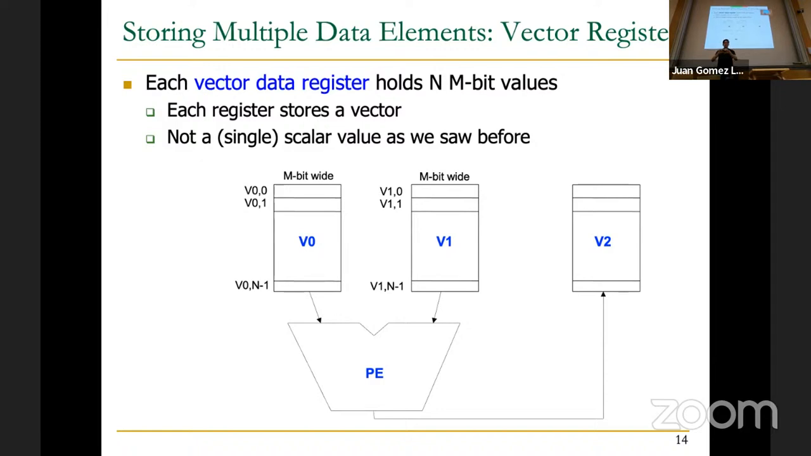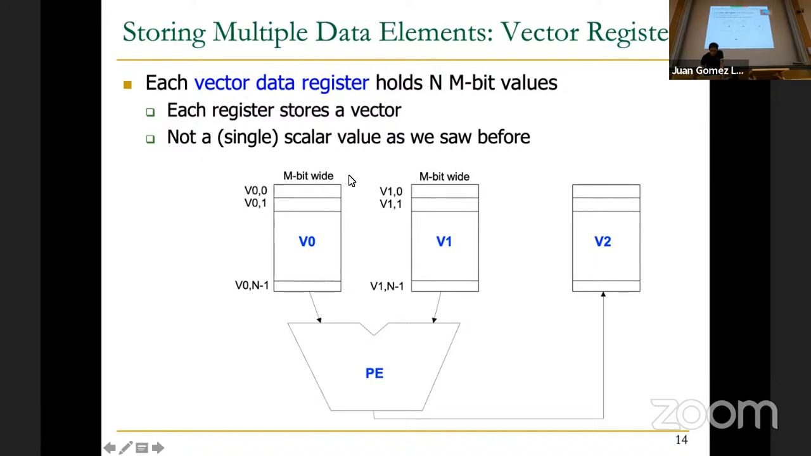And the place where we put the different data elements that we access from memory are registers, same as in any other type of processor. But here we need longer registers. Why is that? Because we are going to operate on many elements at the same time. So all these many elements should be together or close to each other in something that we call the vector register. So imagine, for example, that our computer operates on 32-bit integer values.